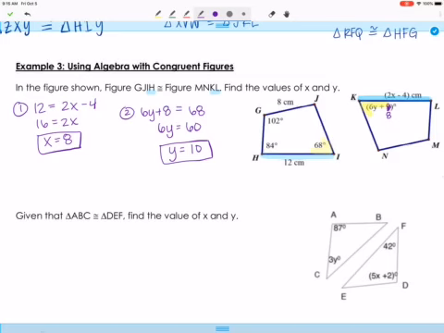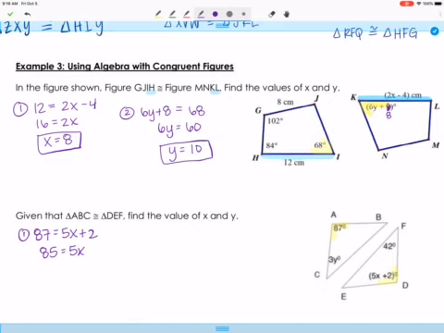Same type of setup for the second one. If I'm given that triangle ABC and triangle DEF are congruent, find x and y. So what I would look for in this case is I notice that angle EDF, if I were to follow this congruency statement from E to D to F, should be the same as angle BAC, looking at the order of the letters. So those two should be congruent. So 87 degrees is the same as 5x plus 2.